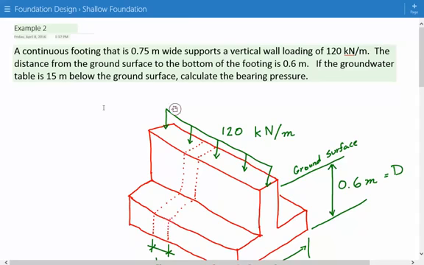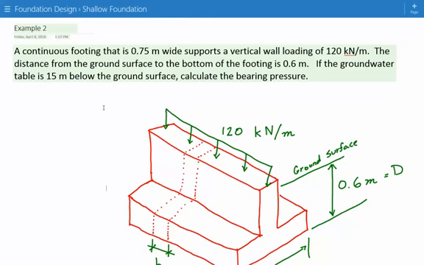This is example number 2 for foundation design for shallow foundations. The problem statement that we have is we have a continuous footing that is 0.75 meters wide, and it supports a vertical wall loading of 120 kilonewtons per meter. The distance from the ground surface to the bottom of the footing is 0.6 meters. If the groundwater table is 15 meters below the ground surface, calculate the bearing pressure.